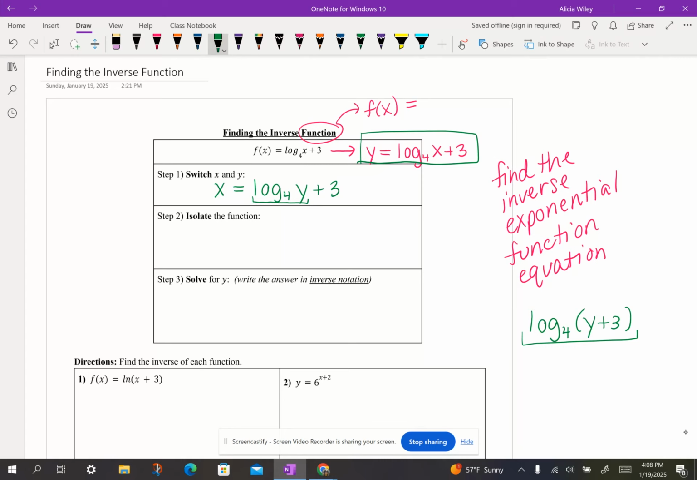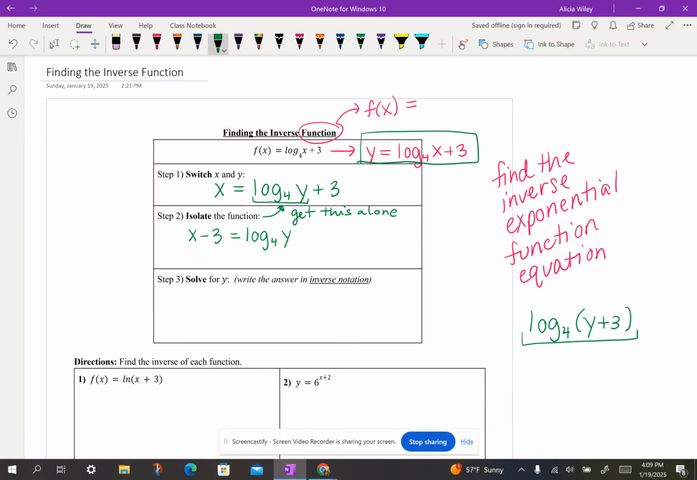Okay, that's important to know because in the next step it says isolate the function. Basically that means I want to get this log part alone, all by itself. So that means that this 3 needs to move over to the other side. To move a plus 3, we should know that we subtract 3 to move it to the other side. So this will read as x minus 3 equals log base 4 of y.